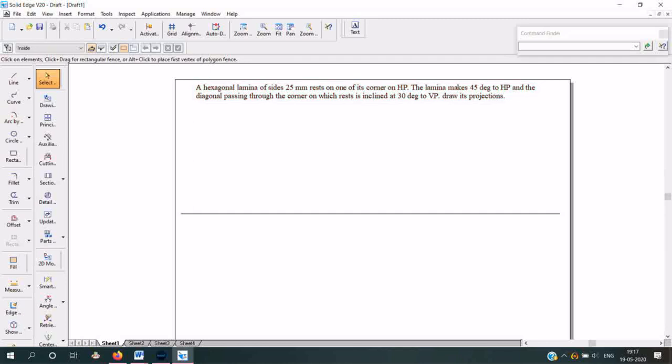This is about planes, projection of planes. A hexagonal lamina of sides 25 mm resting on one of its corners on HP. The lamina makes 45 degrees to HP and the diagonal passing through the corner on which it rests is inclined at 30 degrees to VP. So draw its projection. This is the given problem here.